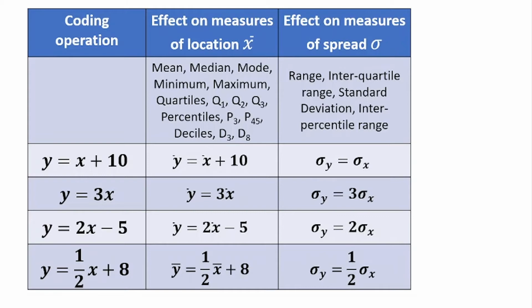Okay, so now that we know how to rewrite a coding formula for the specific statistic we're working with, either for the x bar or for the sigma, we should be able to use that formula to either find the original mean and standard deviation or to find the coded mean and standard deviation, depending what we're given in the question. Okay, let's have a quick look at a few examples.